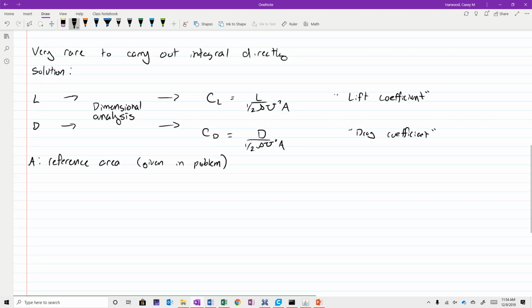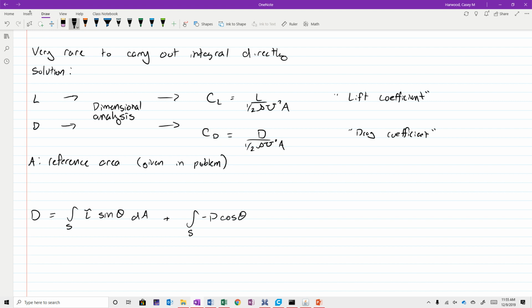So we're going to concentrate today on the second of these, on drag, and then we'll loop back and hit lift in the next lecture. So we've seen that I'm going to write out the full expression for drag. We saw earlier that drag is equal to the integral of shear stress sine theta dA plus the integral of minus P cosine theta dA. Nope, that is going to be a plus P.